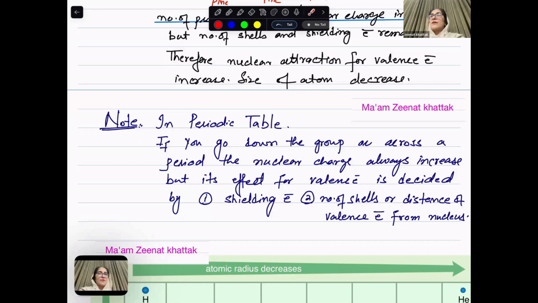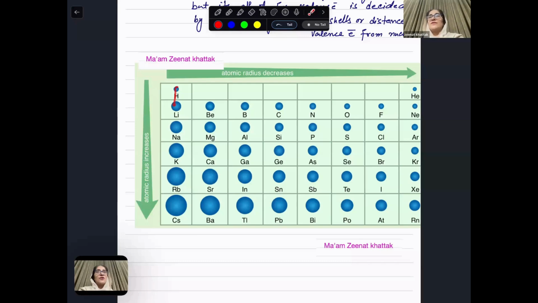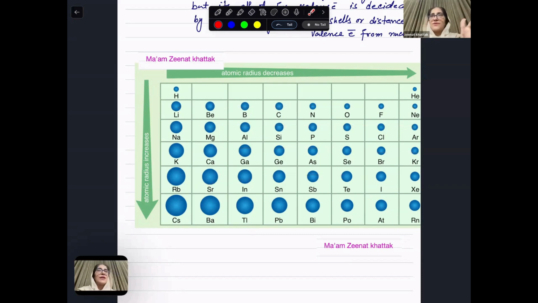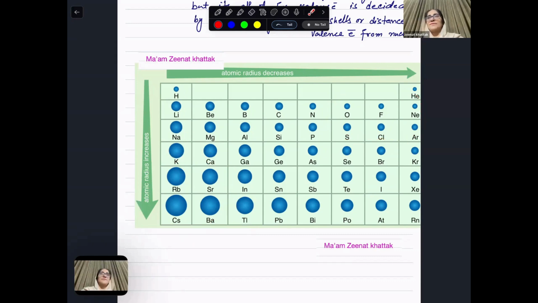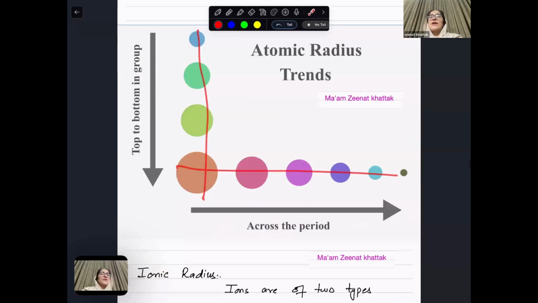Look. Down the group, size increases. Across a period, size decreases. See? You can see that in the periodic table. On the left side, larger, and this side is what? Smaller atom. Down the group, atomic radius increases. Across a period, atomic radius decreases. And your next topic is what? Ionic radius.